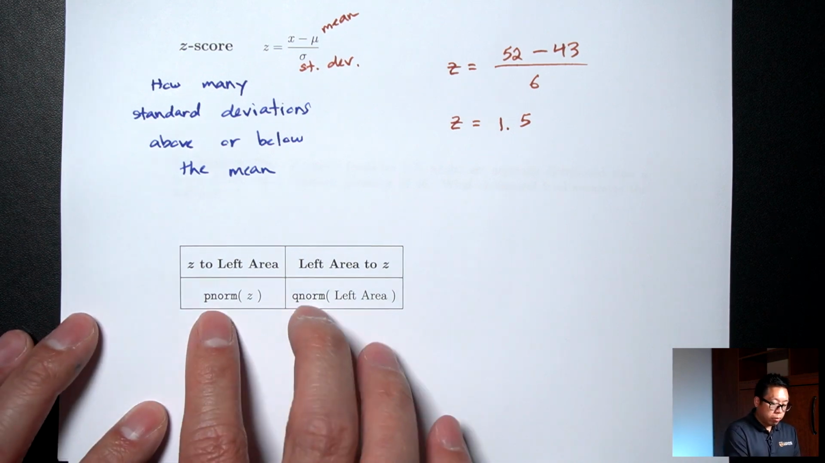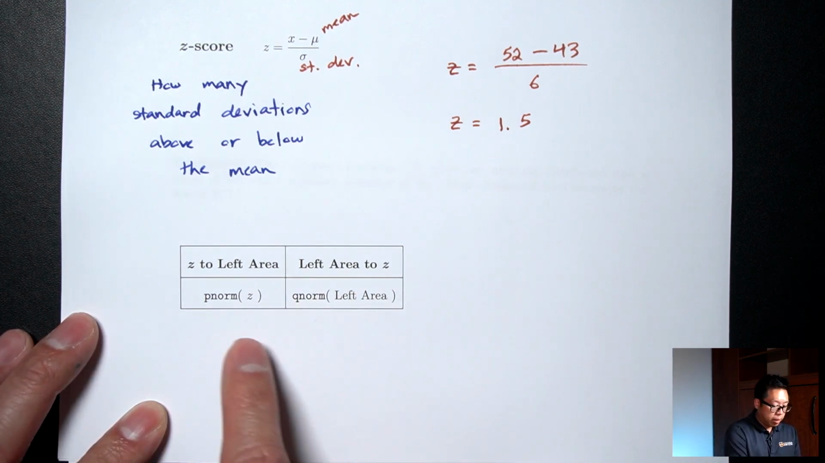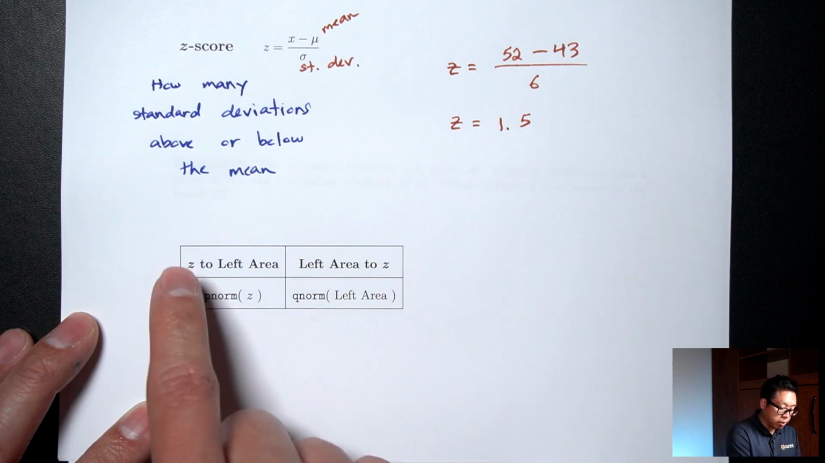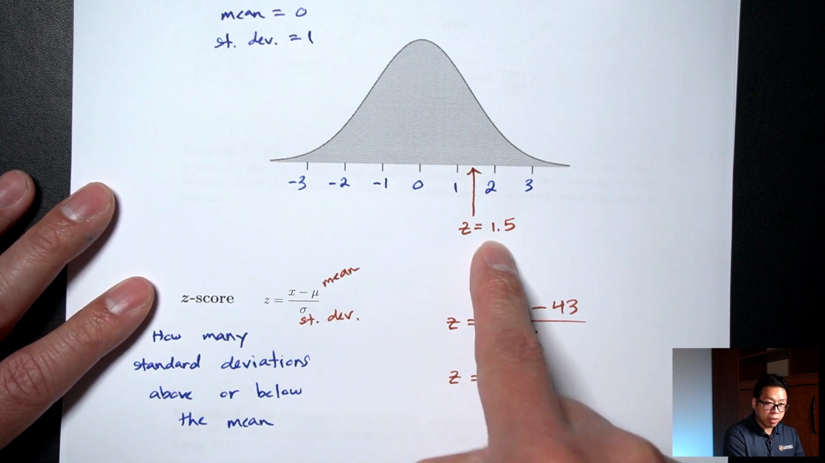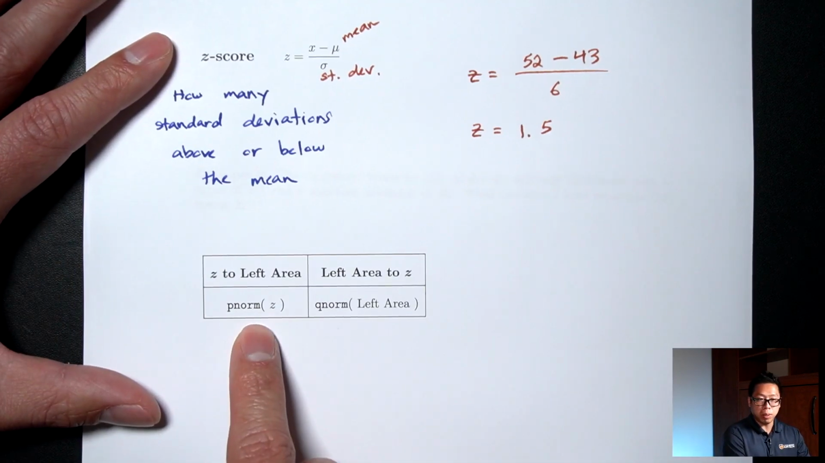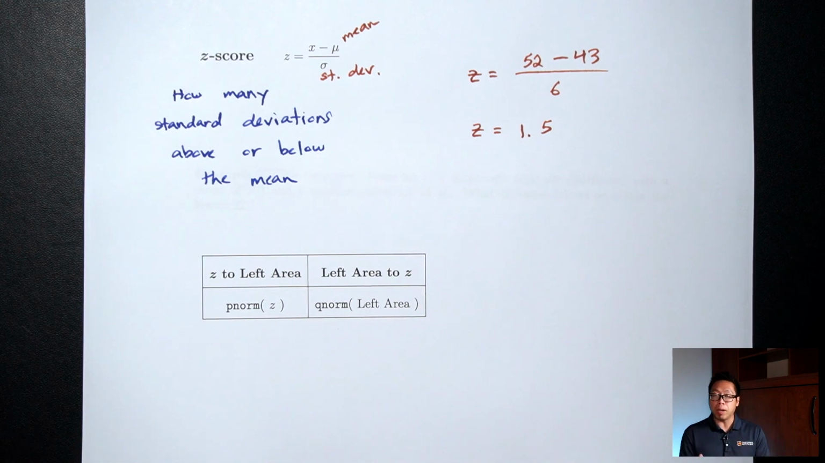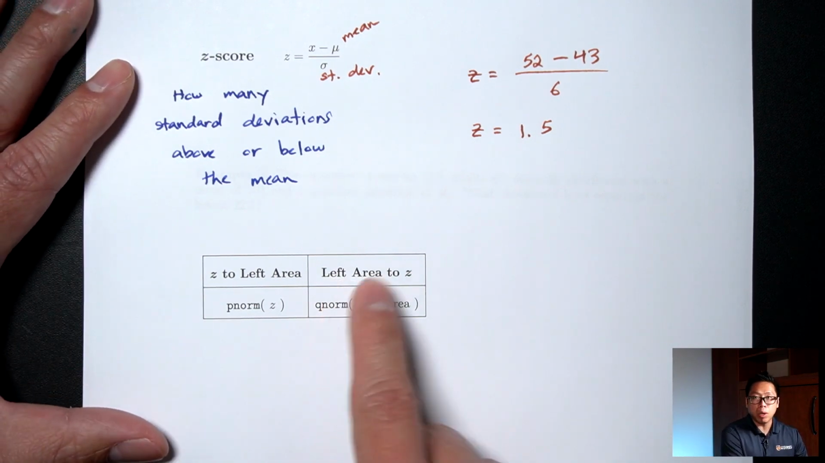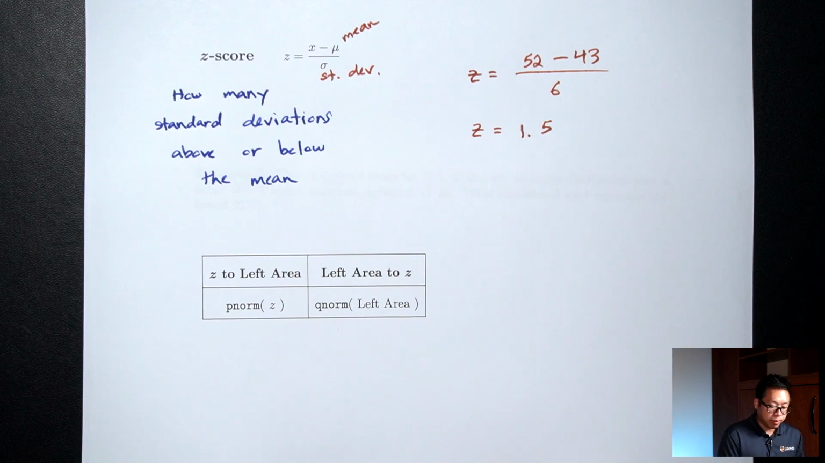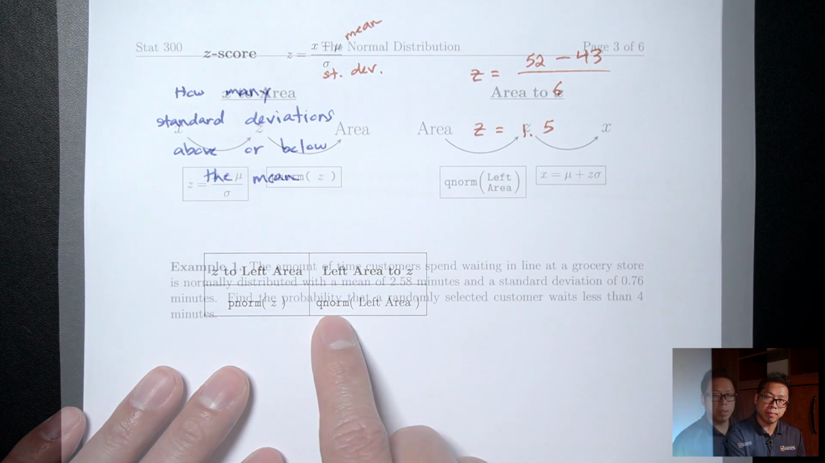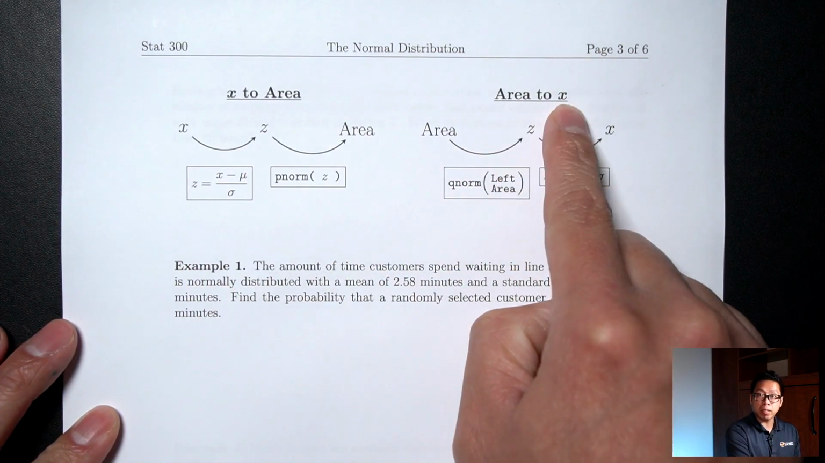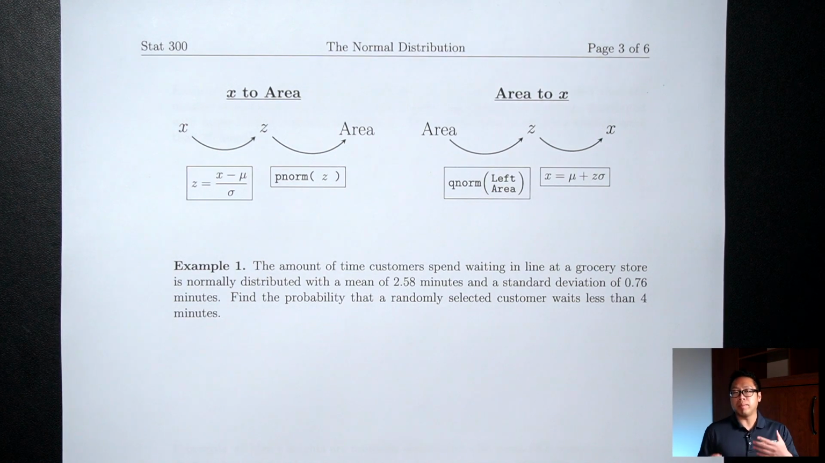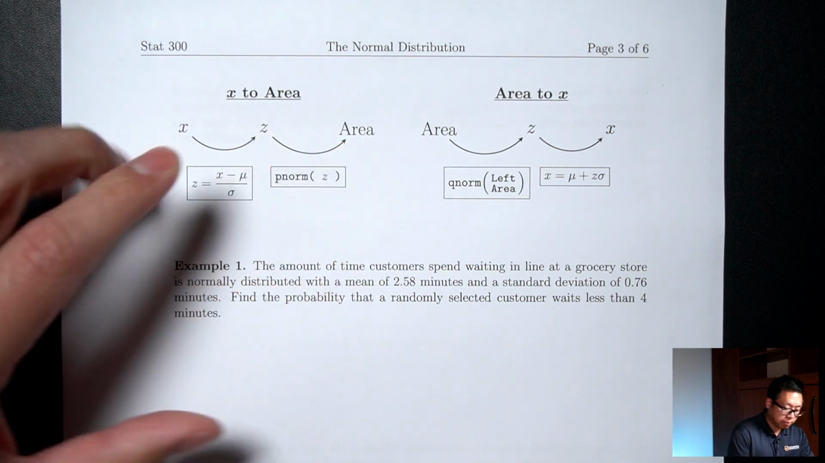So in R, we're going to be using two commands, pnorm and qnorm. Pnorm is for a situation where we want to go from Z to an area. So if I know a Z, like I do here, and I want to know what area is to the left of it, I would be using pnorm. And then there are situations where we want to go backwards, where we have an area and we want to know what Z has that area to the left of it. In that case, we'll be using qnorm. There's two main types of questions that you'll encounter, x to area and area to x. We said earlier that the area under a curve is the probability. So area here is referring to probability.